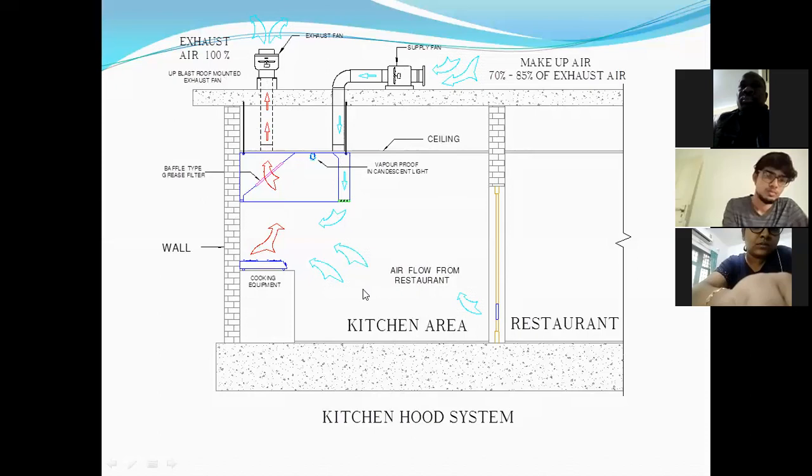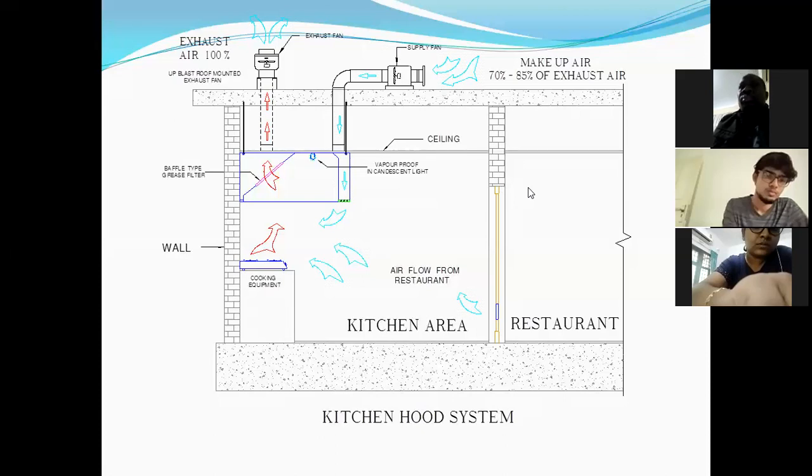In other words, the supply air, you can call it makeup air also. Here you have to keep in mind that 70 to 85% of the exhaust air is being used. Used means, in a normal case, if you are exhausting 100% of air to outside, 100% of air should come inside also, right? Then only there will be a balance.